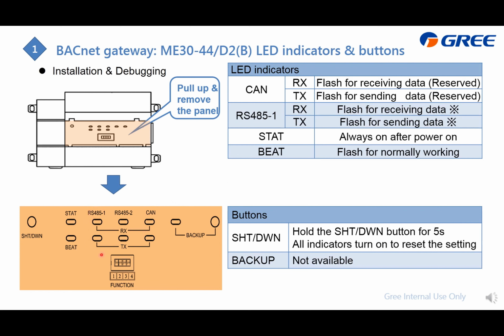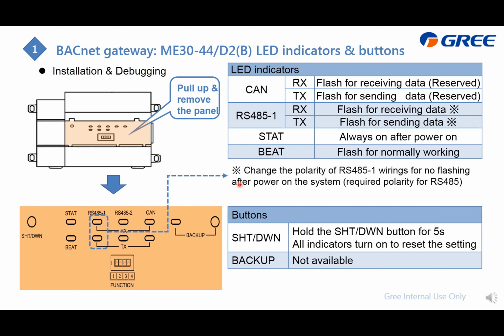RS485-1. This one means it will receive or send data from this gateway. Also, if the connection is okay, when you power on the gateway and also the RAC system, it will flash. That means it can receive and also send data.